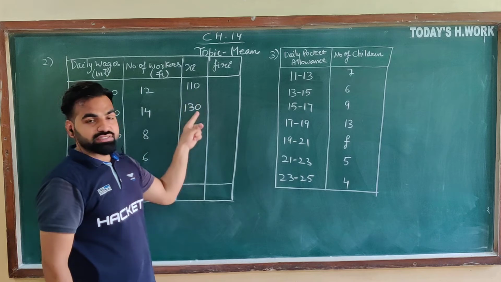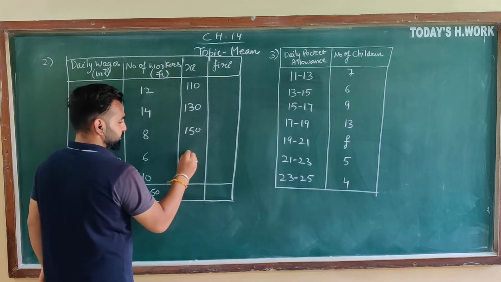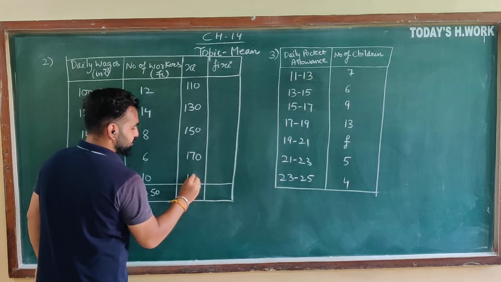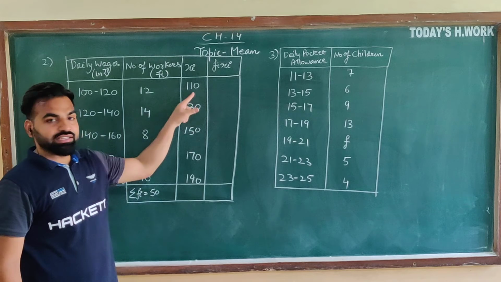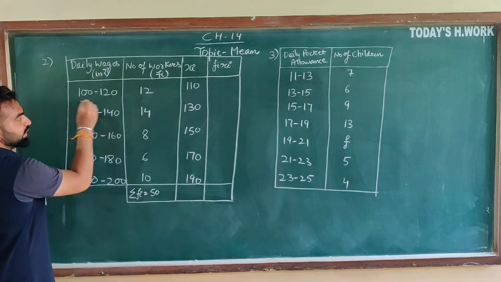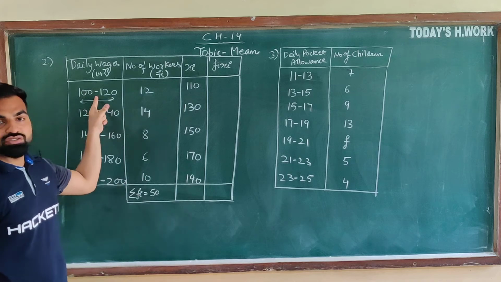Now see what is the difference here? Difference is 20. So next term will be 150, 170 and last will be 190. So you can check the difference here, that is 20, is equal to the difference here, that is 120 minus 100, where the difference is also 20.